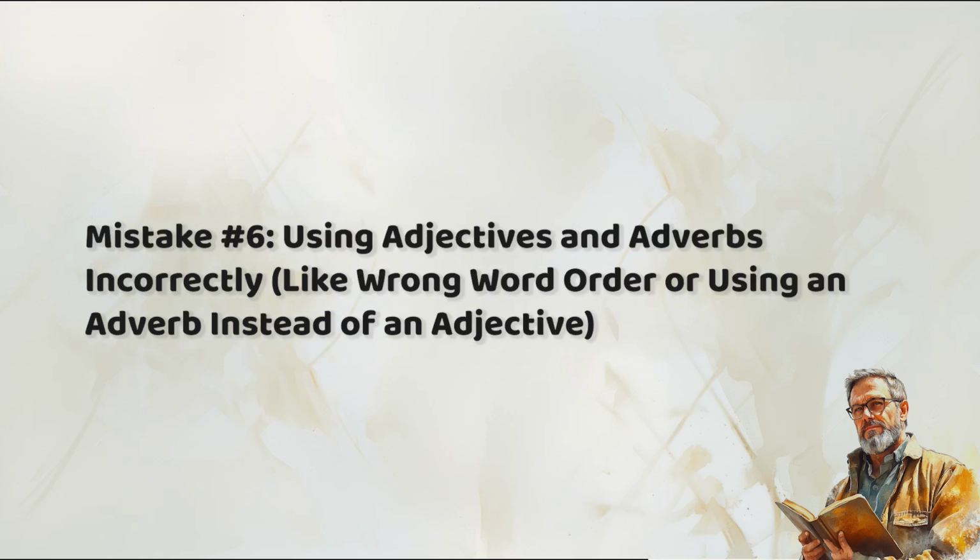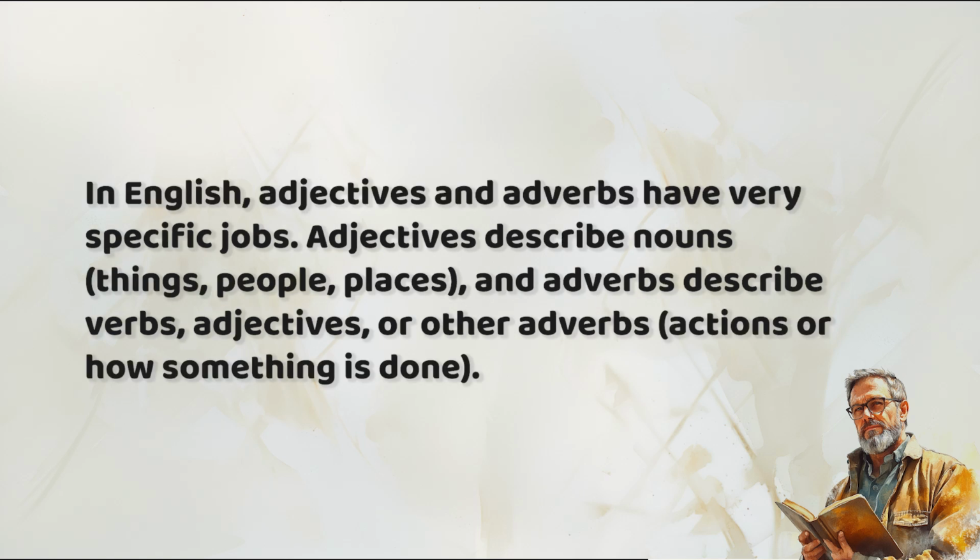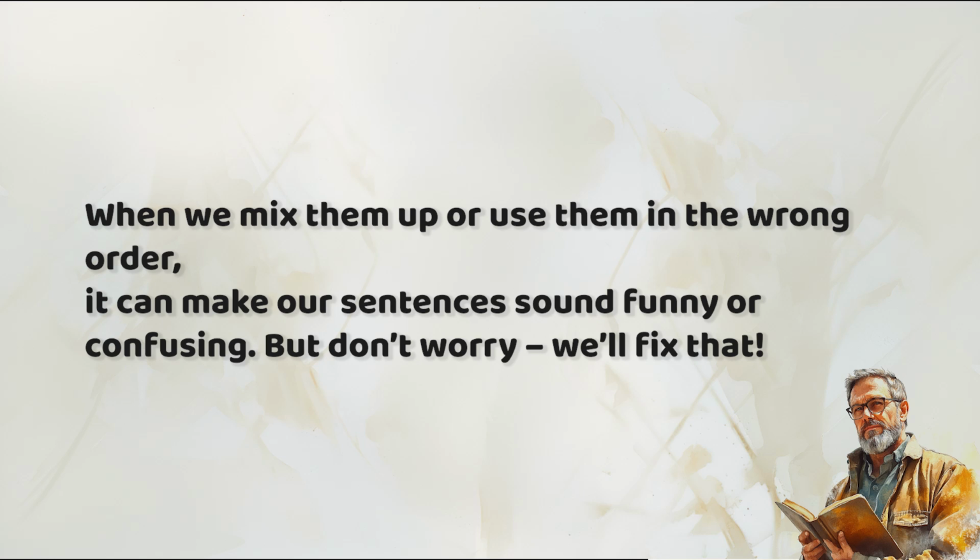Mistake number 6. Using adjectives and adverbs incorrectly, like wrong word order or using an adverb instead of an adjective. In English, adjectives and adverbs have very specific jobs. Adjectives describe nouns: things, people, places. And adverbs describe verbs, adjectives, or other adverbs: actions or how something is done. When we mix them up or use them in the wrong order, it can make our sentences sound funny or confusing. But don't worry, we'll fix that.